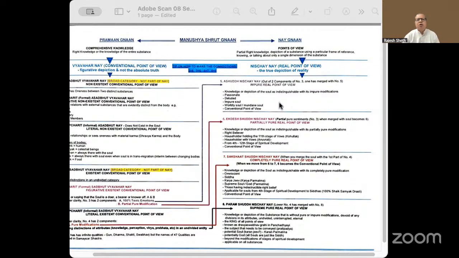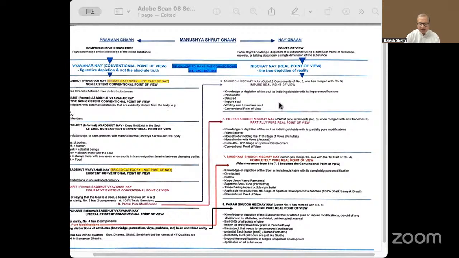So it will be: I am a right believer, I am a right knower, I am a right conductor. All these are from number 6. Knowledge or depiction of the soul as indistinguishable with its partially pure modification. So pure soul has been combined with the partial pure modification, and we have arrived at number 6, partial pure real point of view.